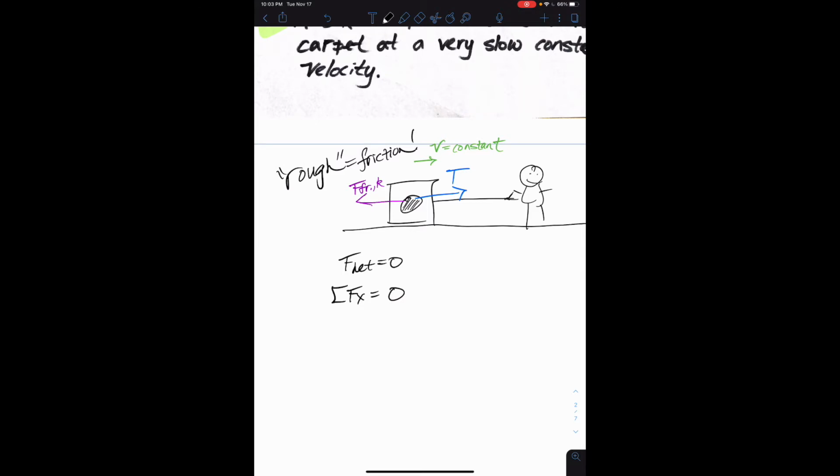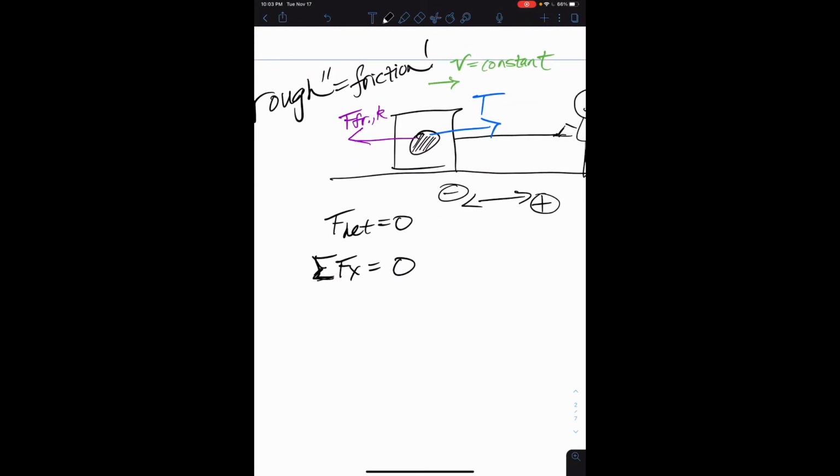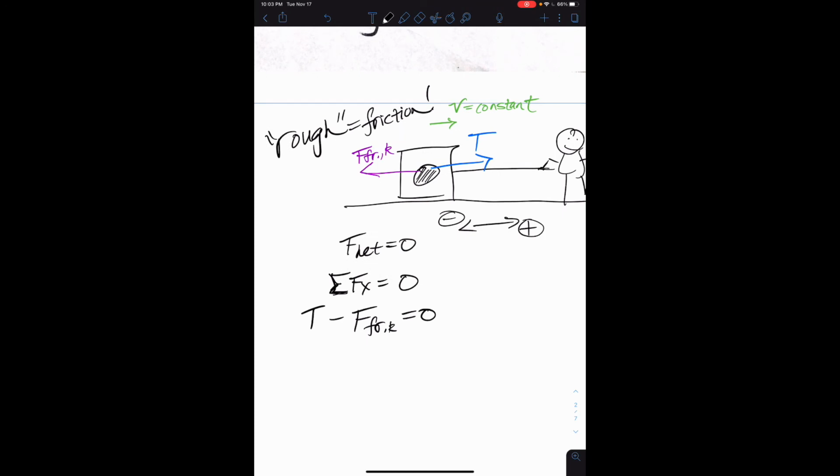is equal to 0. So if say right is positive and left is negative, we know, this is a sigma, kind of doesn't look like one. We would just write tension, right? Because it's a positive force, so I put a positive sign on it. Friction is a negative force, so I put a negative sign on it. And we know that this is equal to 0. So we know the magnitudes of the two are equal. Their directions aren't, but their magnitudes are.